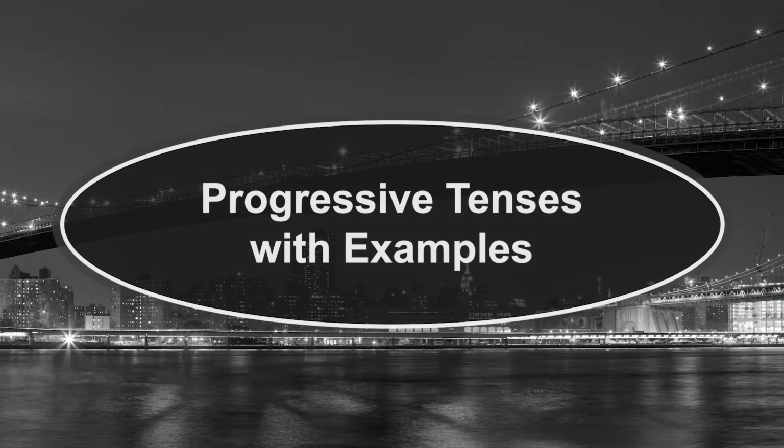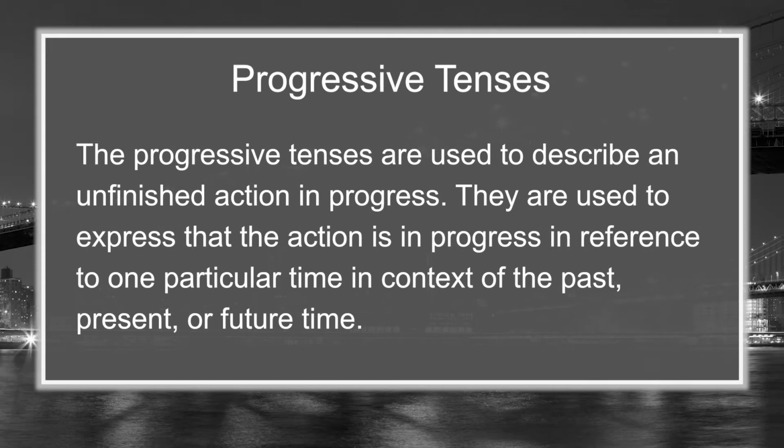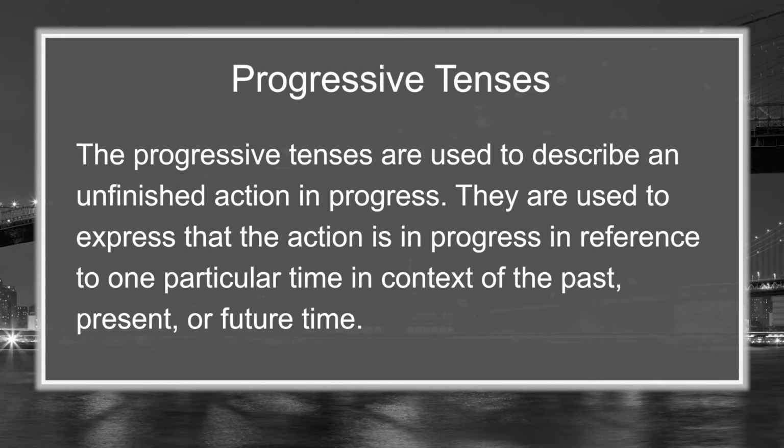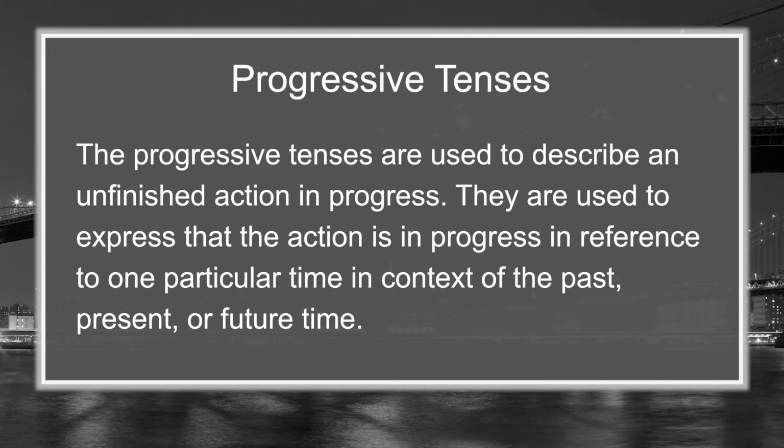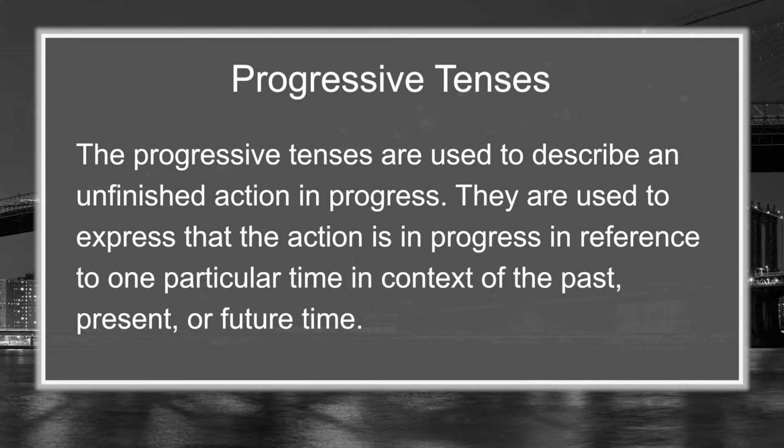Progressive tenses with examples. The progressive tenses are used to describe an unfinished action in progress. They are used to express that the action is in progress in reference to one particular time in context of the past, present, or future time.